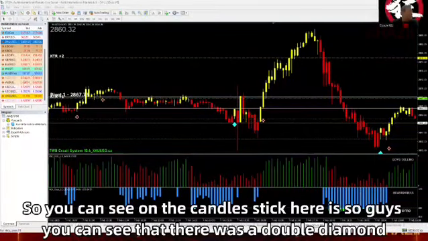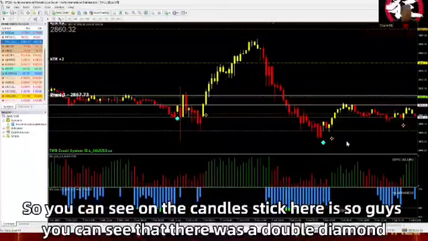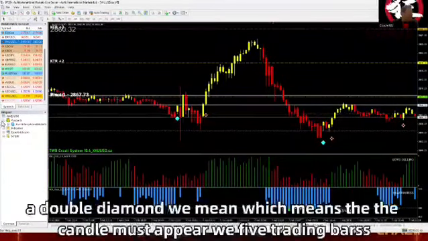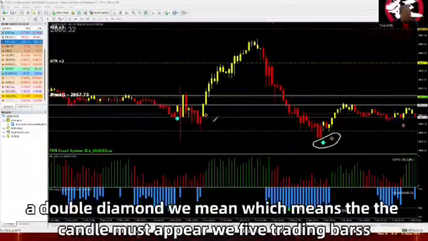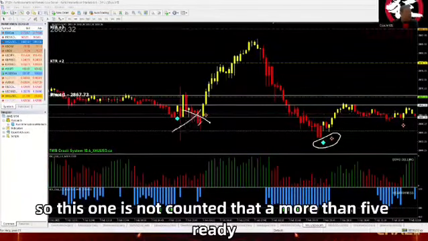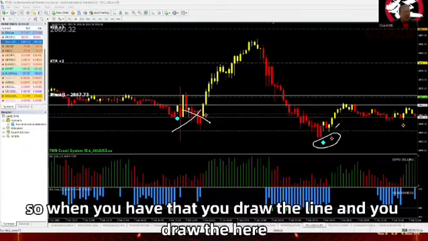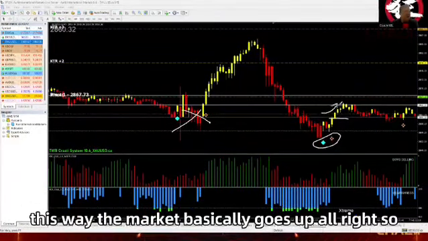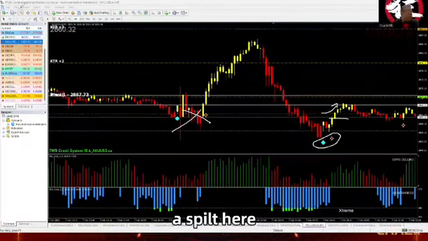So you can see on the candlestick here itself, guys, that there was a double diamond here. A double diamond means the candle must appear within 5 trading bars. So this one is not counted, that's more than 5 already. So when you have that, you draw the line, and that's where the market basically goes up. All right, so there's a split here.